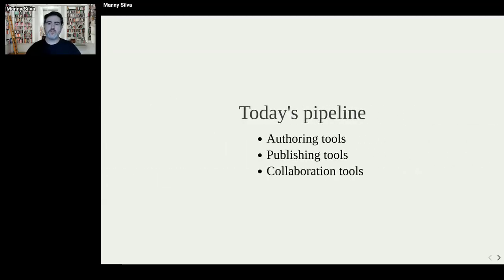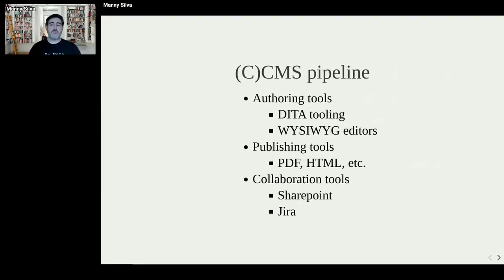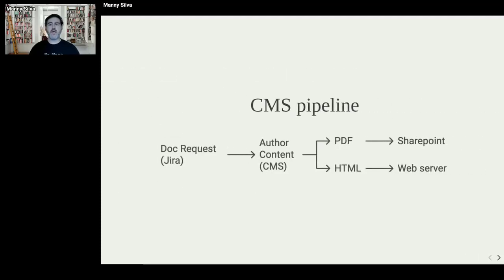So first, let's take a look at the typical components of a Docs pipeline. These include authoring tools for content creation, publishing tools for rendering, and collaboration platforms for team coordination. In a traditional content management system, CMS or CCMS, you often rely on WYSIWYG editors for content creation, with publishing tools generating outputs like PDFs and HTML files. Collaboration is typically managed through platforms like SharePoint or Jira, and this all might be managed in a big monolithic system like Adobe Experience Manager.